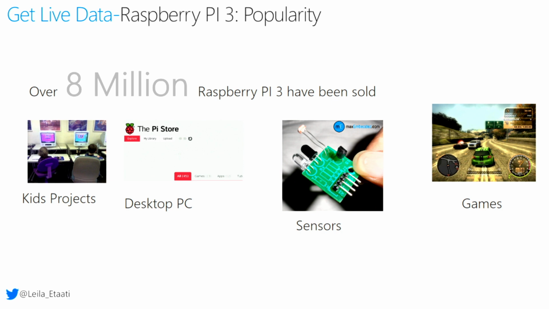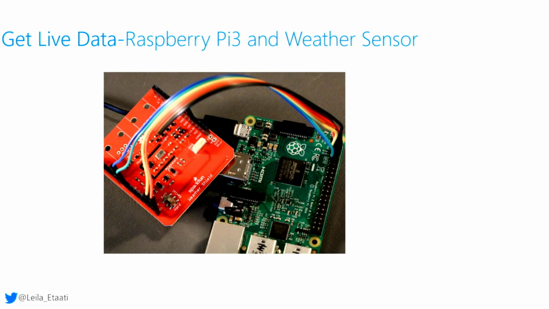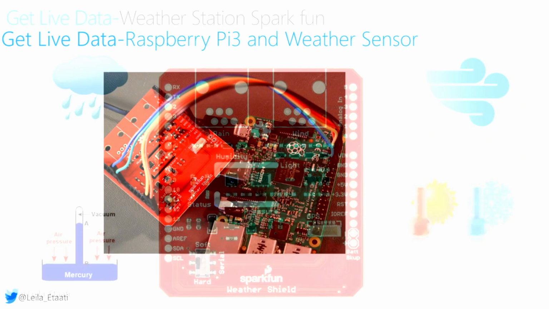Raspberry Pi is really common. I think about 6 months ago, I know that over 8 million Raspberry Pi 3 had been sold. And they use it for different things, not just for sensors, for games, for teaching children how to code, how to write a game. And as a desktop PC, it's so small, so you can use it easily.